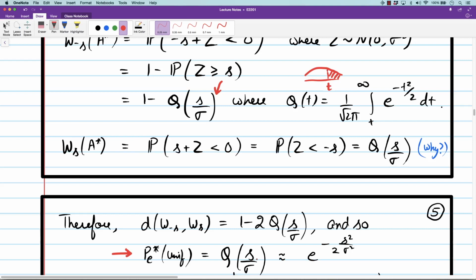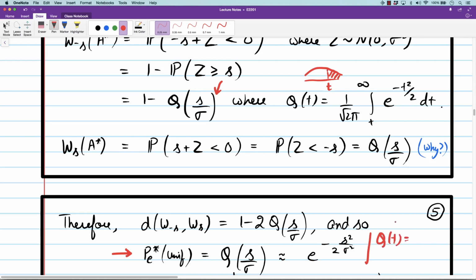Gaussian noise. Okay, so this P_E star uniform is Q of S by sigma, and there's a very nice approximation for the Q function, which is also easy to remember. It just looks like the Gaussian density itself. So Q of S by sigma is approximately equal to, you can find a precise statement here, but I'm just giving a rough statement, e to the power minus S square by sigma square. So this approximation is useful to remember.